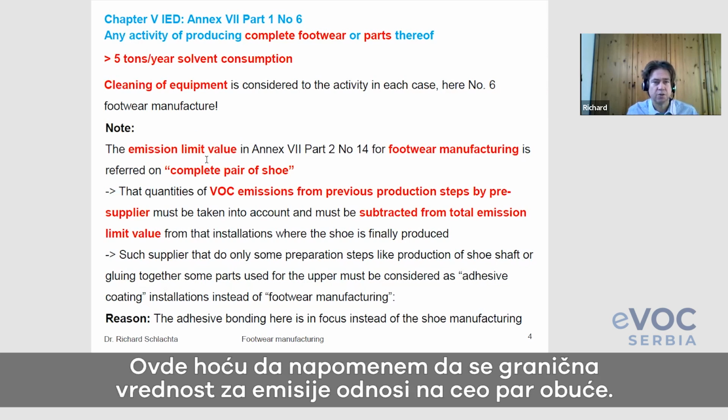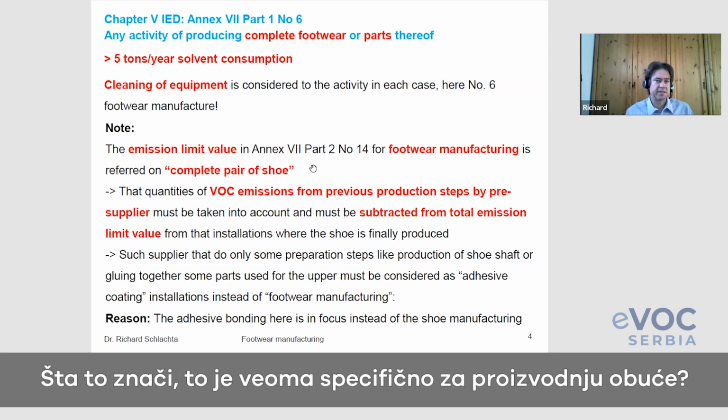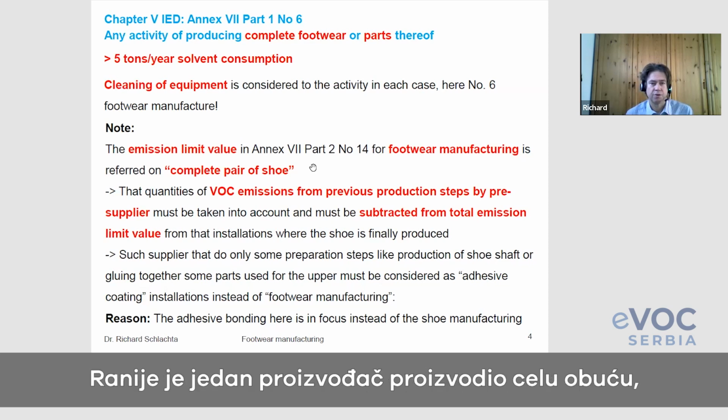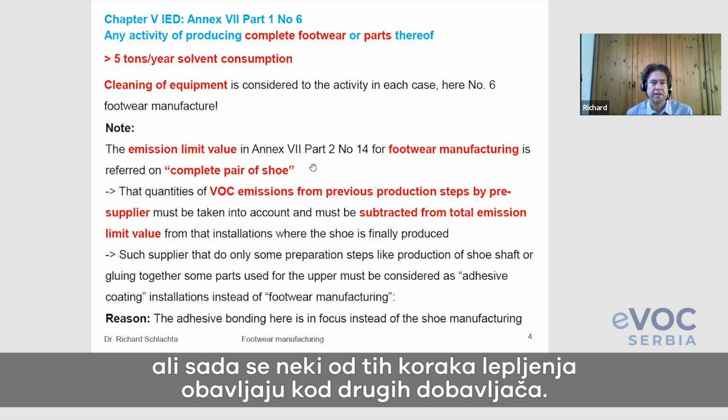Here, I want to point out that the emission limit value you will see in 1 minute refers to the complete pair of shoes. What does that mean? That is now very specific for shoe manufacturing. Nowadays, very often some, let me say, preparation gluing steps from the upper or from other parts are outsourced. In former times, a whole pair of shoes was manufactured, but nowadays some of those gluing activities are done by suppliers.